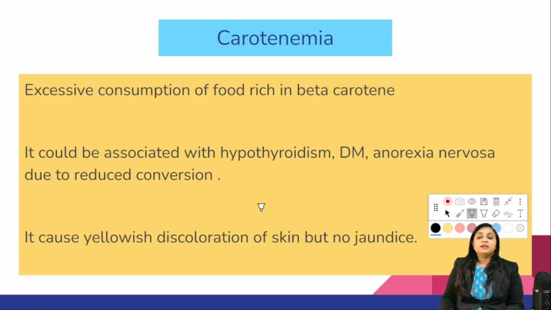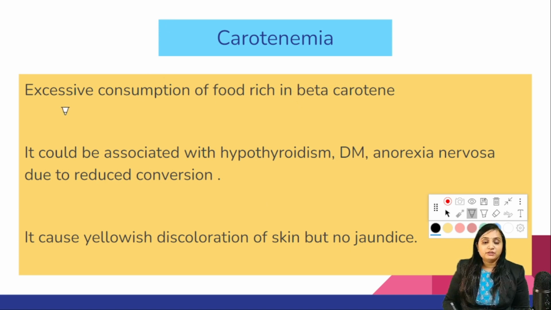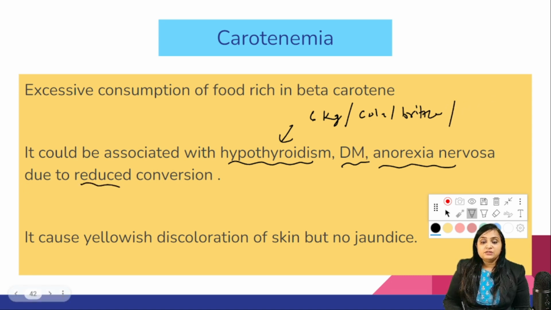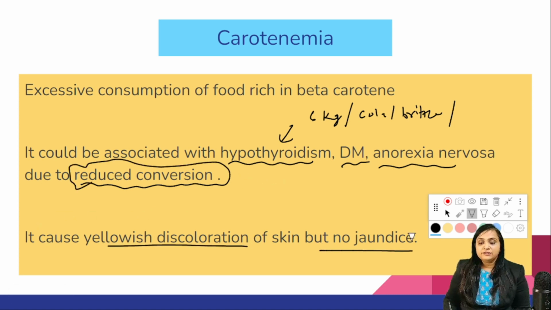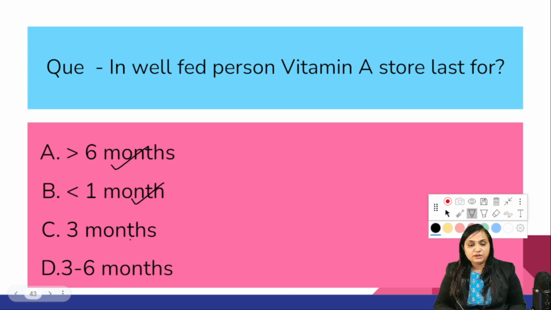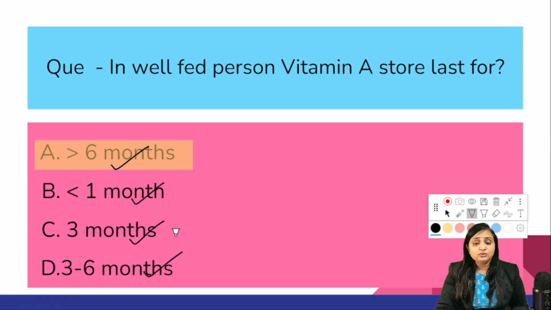So what is carotenemia? It is because of excessive consumption of the food rich in beta carotene. As mentioned in the case, it could be associated with hypothyroidism, diabetes mellitus, and anorexia. Here this patient is also having symptoms of hypothyroidism, 6 kg of weight gain, along with cold skin, brittle nail, and only discoloration of skin, no jaundice, because it will reduce the conversion to the active form of the vitamin A, and it causes yellowish discoloration, but there is no jaundice. In a well-fed person, vitamin A store lasts for more than 6 months, less than 1 month, 3 months, or 3 to 6 months. In absence of all kind of other concurrent deficiency, it should last for more than 6 months.